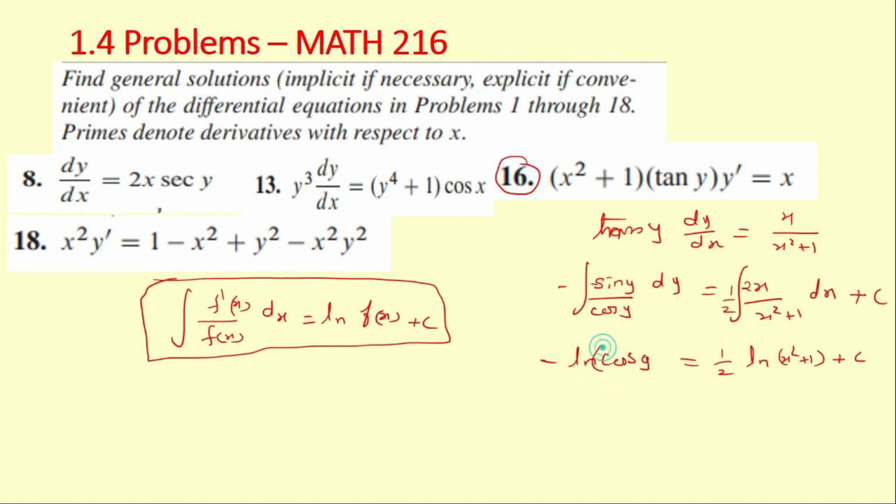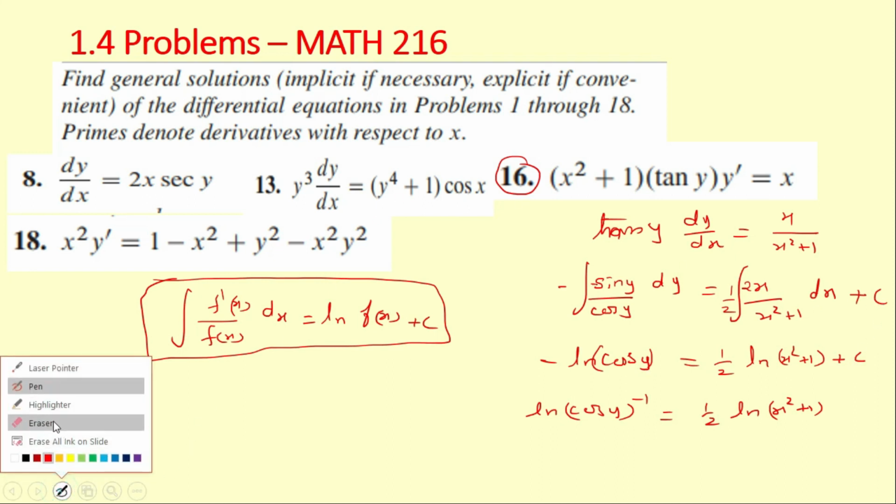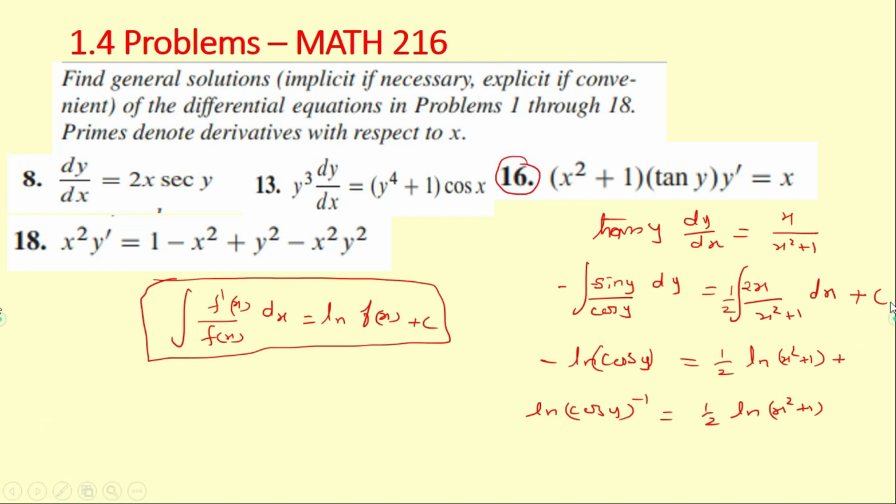And this is ln cosine y. It will be ln of cosine y to the power minus 1. The right answer will be 1 over 2 ln of x squared plus 1, plus, you can take ln c. All the terms involve ln, so we can take the constant term also as ln c. ln c is another constant, so nothing to worry, it is another constant.